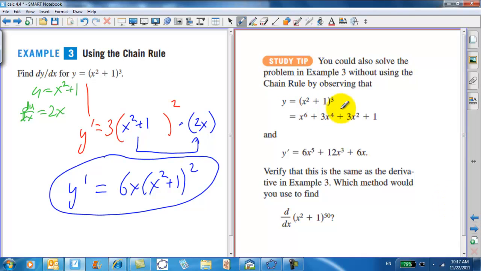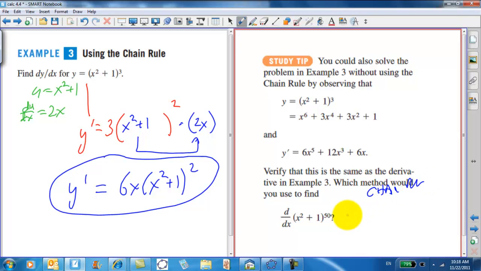We could have also done it the old way, expanding it and then taking the derivative. But that would have been a little more work. And look at something like this. Which would you use on x squared plus 1 to the 50th? Do you want to expand it all, or do you want to use the chain rule? Well, chain rule, of course.